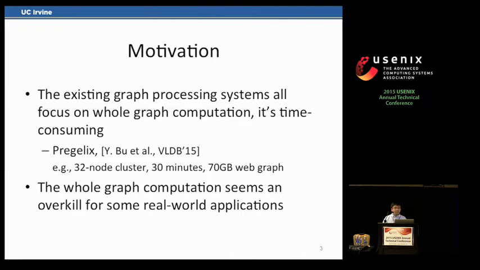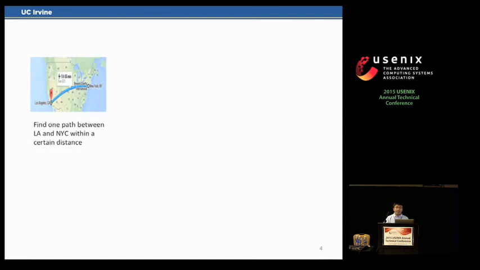Given a large graph, sometimes the user may only want to know information about a very small number of vertices and edges. Here are some real-world applications. For a navigation system, it's more important to quickly find one path with an acceptable distance between two locations than finding the shortest path.